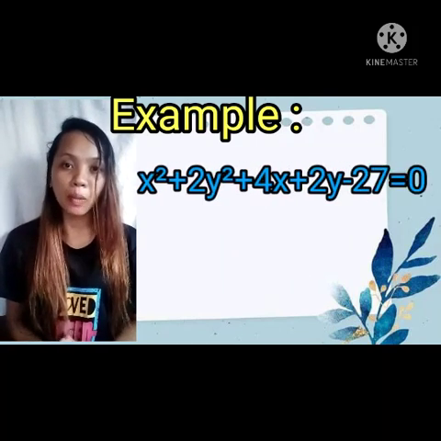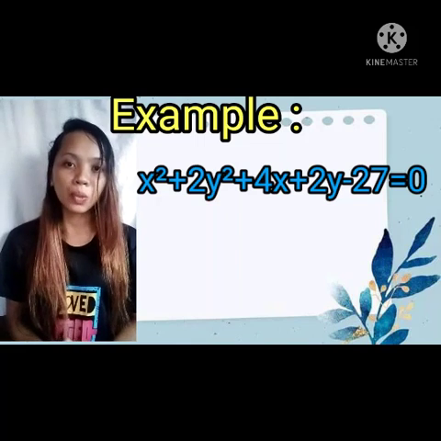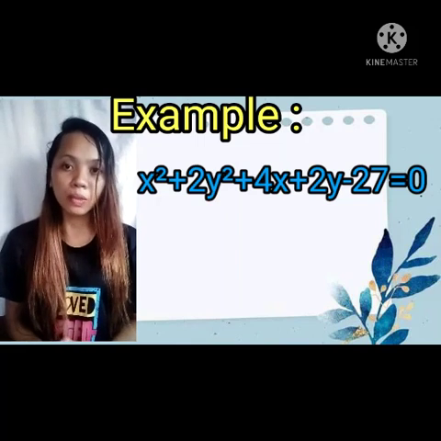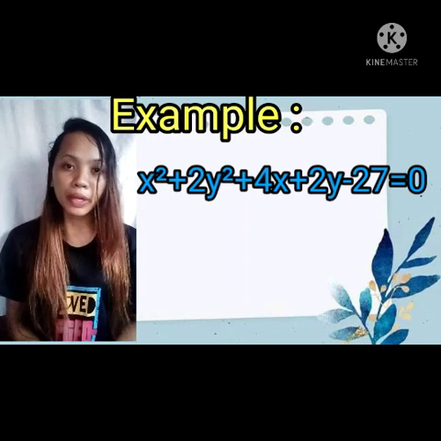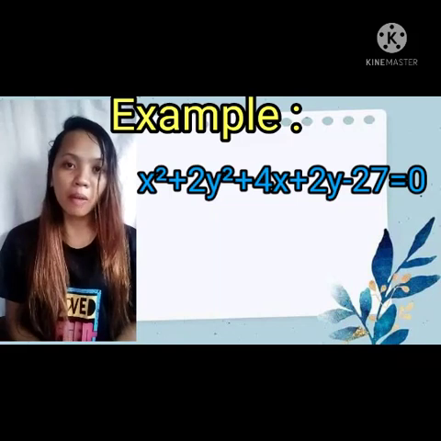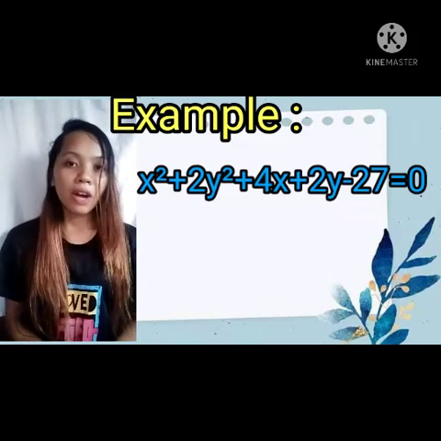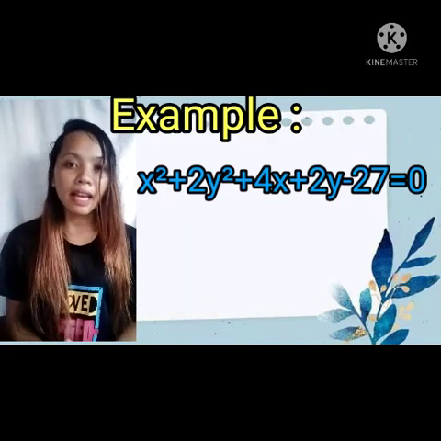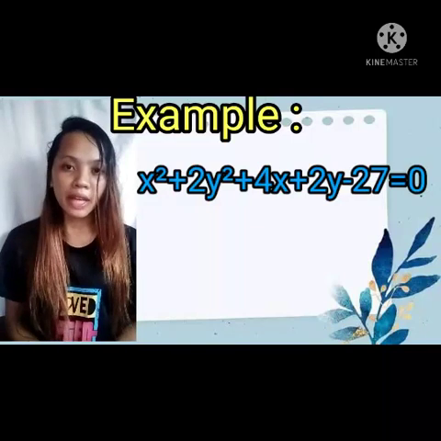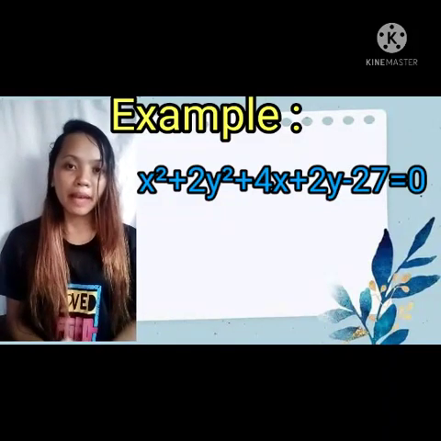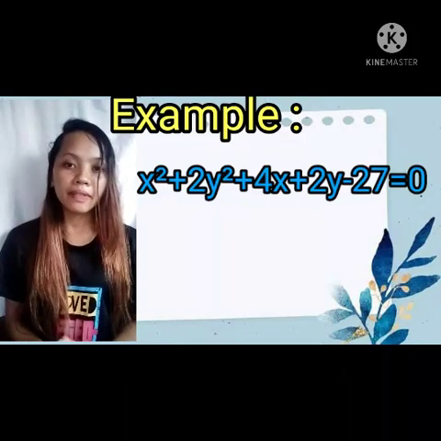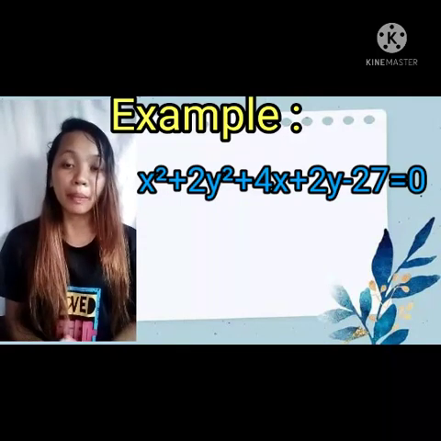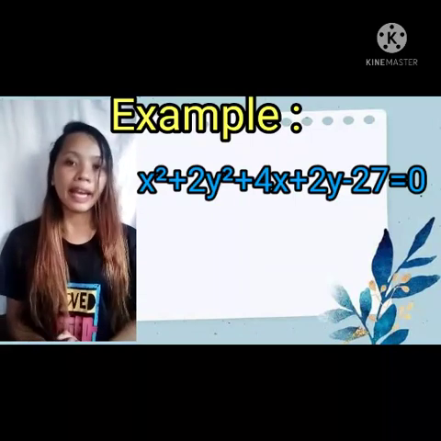For number 3, 3x squared plus 2y squared plus 4x plus 2y minus 27 is equal to 0. Let us go back to our guide question. Are both variables squared? Yes. We have 3x squared and 2y squared. Do the squared terms have opposite signs? No. They are both positive. Are the squared terms multiplied by the same number? This is 3x squared and this is 2y squared. Therefore, they are not multiplied by the same number. And if they are not multiplied by the same number, it is now an ellipse.